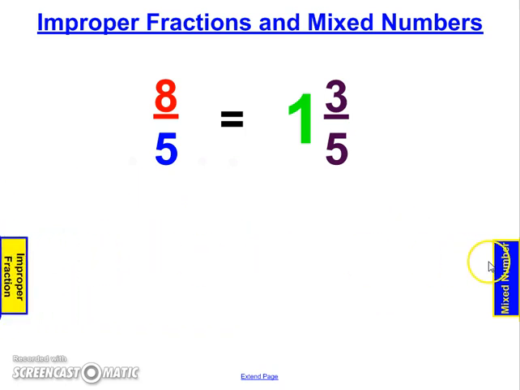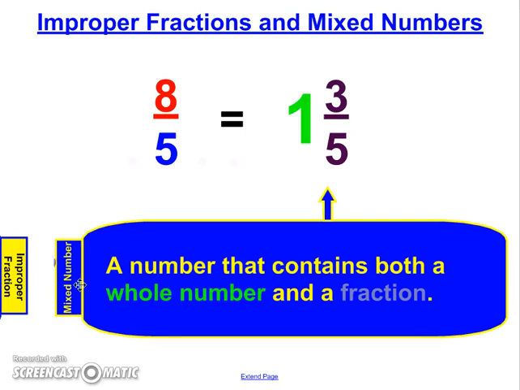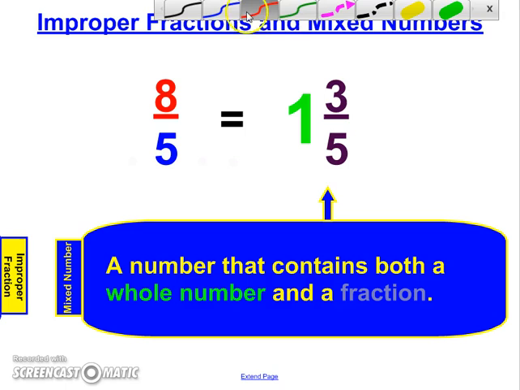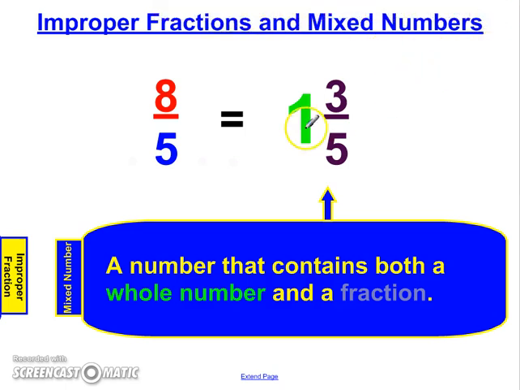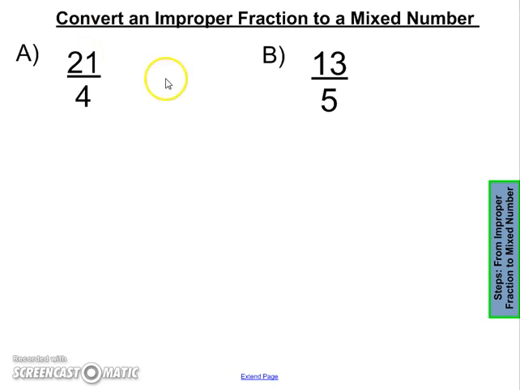So, a mixed number is a number that contains both a whole number and a fraction, and if you really think about this, when I read 1 3/5, 1 and 3/5, the term "and" basically is plus. So I actually have 1 plus 3/5 here to make up my number. Okay, and so we are going to, as we go along here, just review the rules of converting back and forth between improper fractions and mixed numbers.